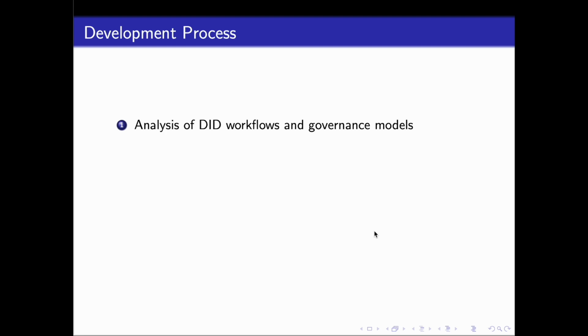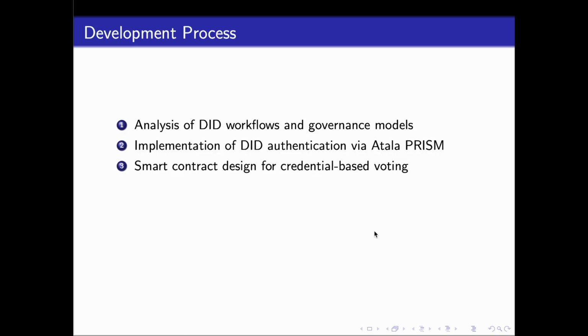So how did we proceed? We first basically analyzed how such a DID workflow could work together with a governance model. And then, in the first step, we implemented DID authentication via Atala PRISM. And this would result in some DID tokens that we then integrated into the smart contract, which enables the credential-based voting. And finally, we also provide a front end that lets users interact with the system.